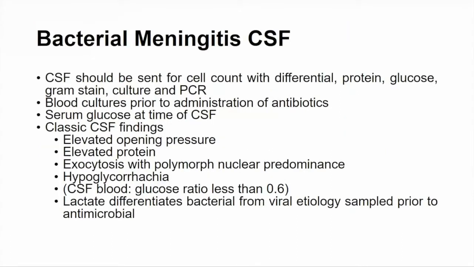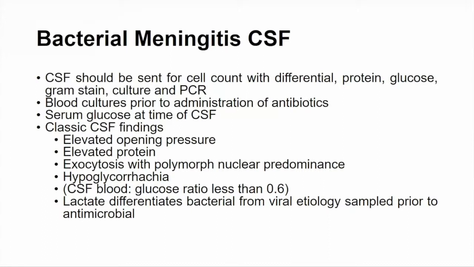So the CSF is very important, and initially it should be sent for cell count with a differential that includes a protein, Gram stain, a culture, and now with PCR technology, many institutions develop PCR not just for viral entities, but TB and other entities as well. You should always consider that since they usually have very high sensitivity and specificity. You should have blood cultures prior to administration of antibiotics, and serum glucose at time of CSF is also quite critical. Classic CSF findings include elevated opening pressure, elevated protein, pleocytosis with polymorphonuclear predominance in the white cells, hypoglycorrhachia, and then the blood glucose to CSF glucose ratio of less than 0.6.